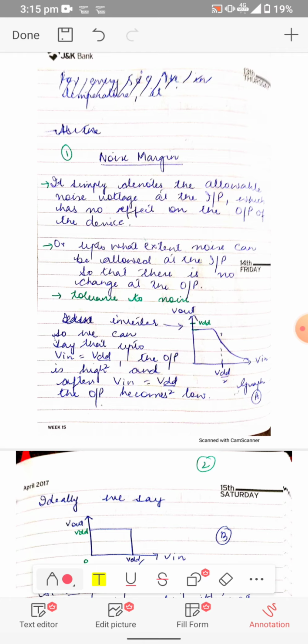Okay, what is noise margin? Here I have written the definition. It simply means the allowable noise voltage at the input which has no effect on the output of the device. Or in other words, what is the extent to which noise can be allowed at the input so that there is no change at the output. How much noise can my CMOS tolerate so that the output does not change. कितना noise हम लोग input पे tolerate कर सकते हैं so that जो हमारा output है वो wrong वो गलत ना आए, that is called as noise margin.